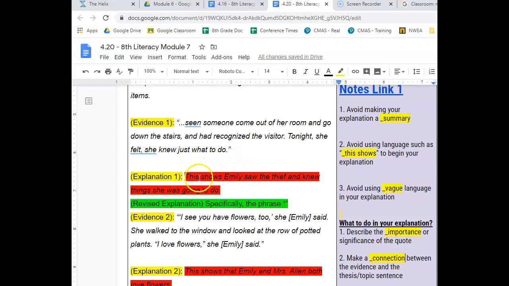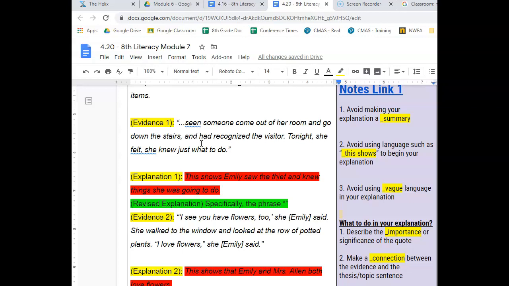First, it uses this shows. Remember, as 8th graders, we're getting away from that. Second, right, it uses vague language or non-specific language. I don't know what she's referring to by things unless the reader or the writer tells me explicitly. And third, this is just a summary. It doesn't actually further my understanding of why this evidence supports the argument, right? And so it needs some revision.